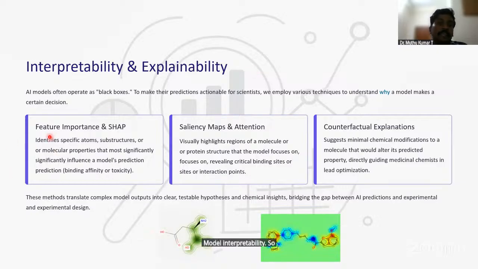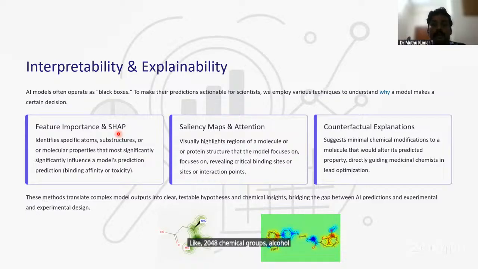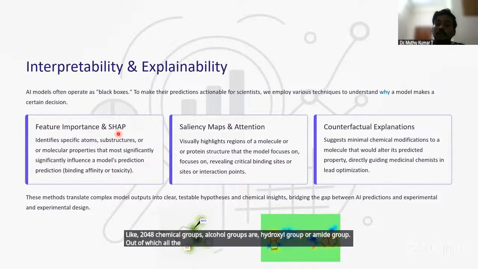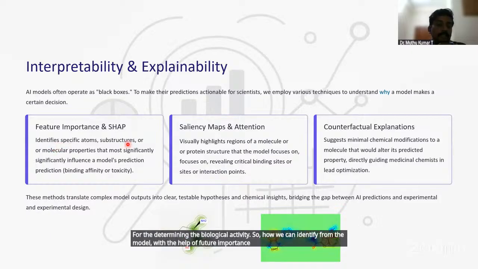One of the key terms when we are generating the model is feature importance calculations, or we have SHAP feature importance calculations. These are the two different approaches where we can identify this. Like I said initially, we have 2048 fingerprints, like 2048 chemical groups, such as alcohol groups, hydroxyl groups or amide groups. Out of all of these groups, which group is actually helping in determining the biological activity? How can we identify that from the model? With the help of feature importance and SHAP feature importance calculation.